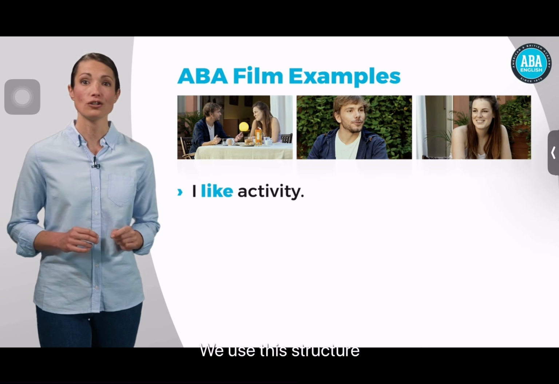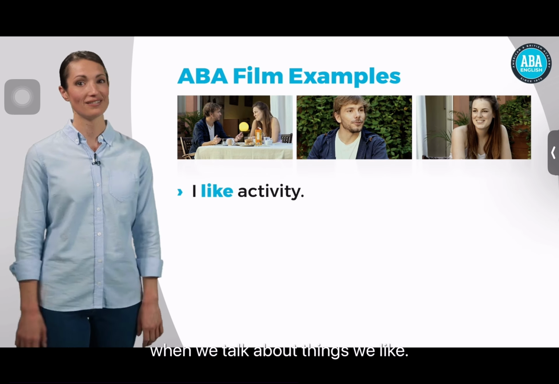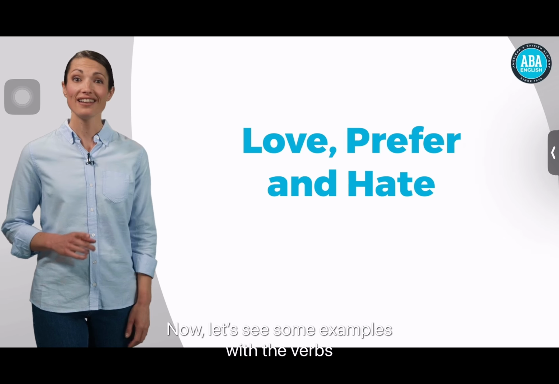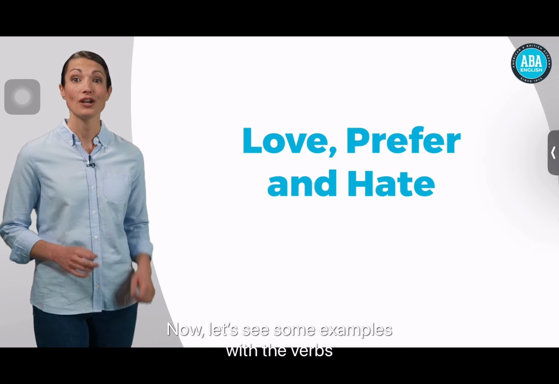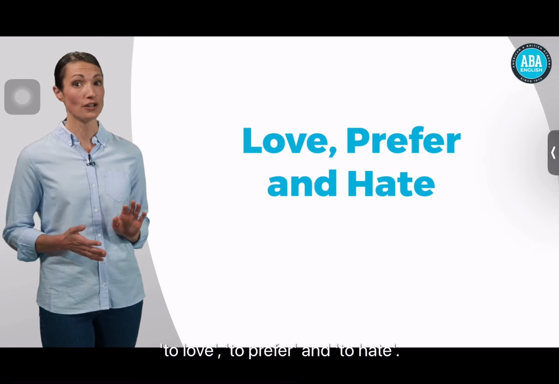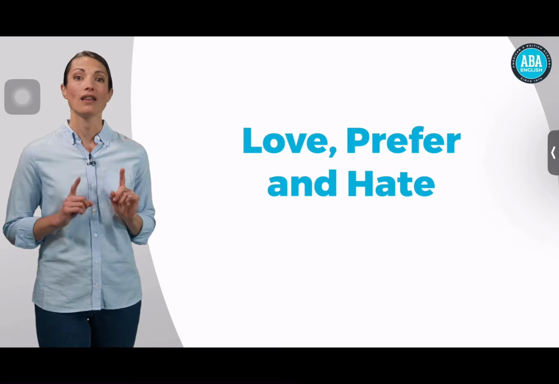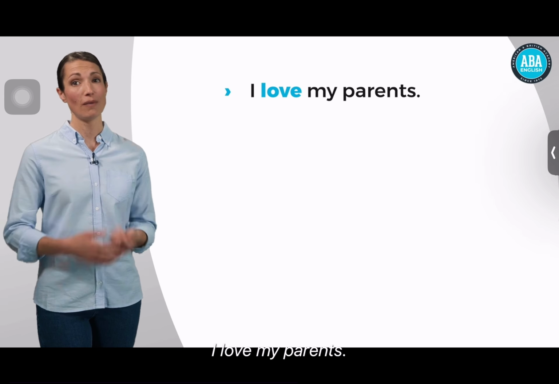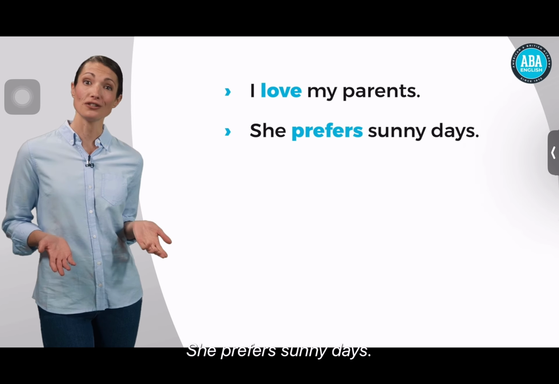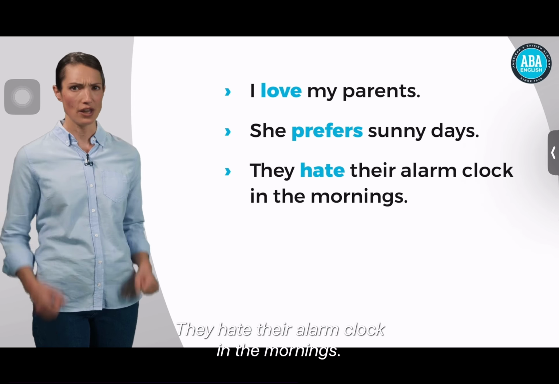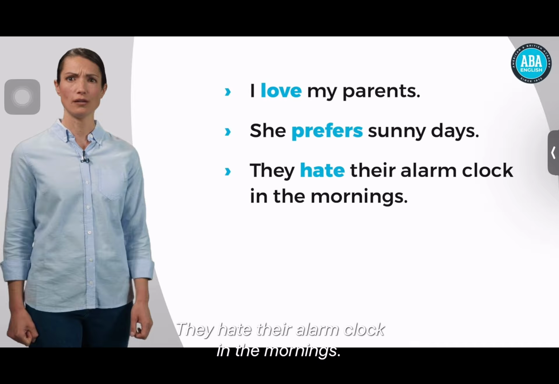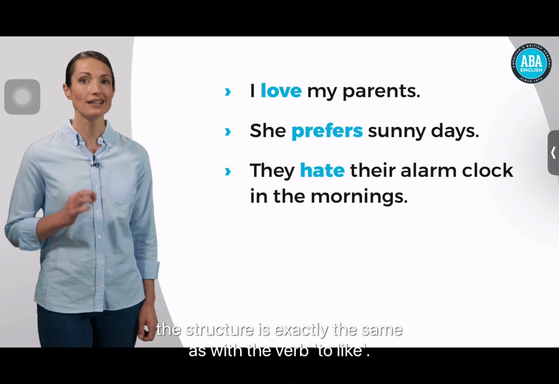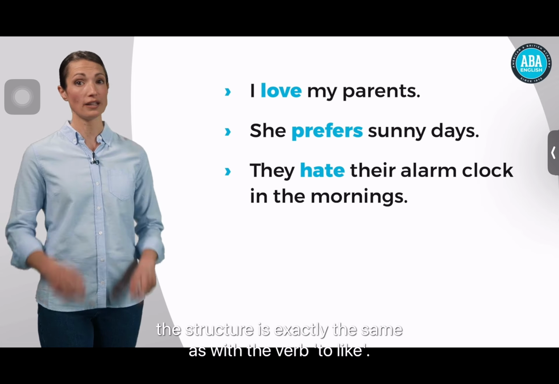We use this structure when we talk about things we like: love, prefer, and hate. Now, let's see some examples with the verbs to love, to prefer, and to hate. Love is stronger than like. I love my parents. She prefers sunny days. They hate their alarm clock in the mornings. As you can see, the structure is exactly the same as with the verb to like.